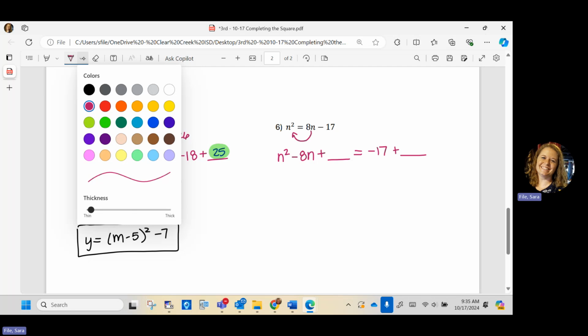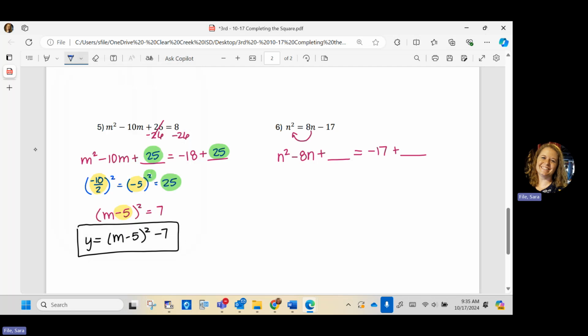Now to figure out what goes in that blank, I am taking my b value, which is negative 8, dividing by 2 and squaring it. So that perfect square trinomial we just created will factor into what squared? What goes in here with the n? Minus 4. And on the right side, negative 17 plus 16 is negative 1.